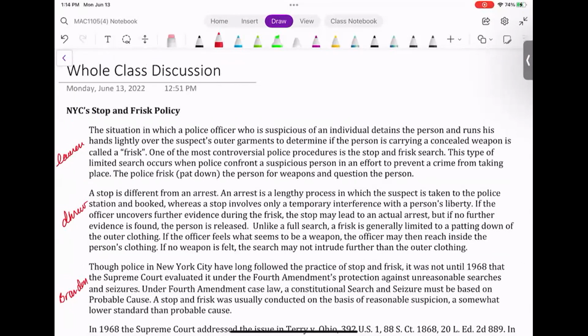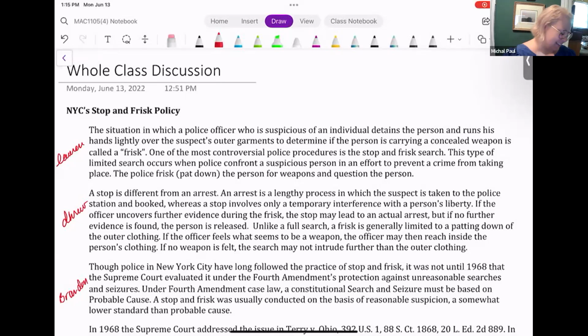The situation in which a police officer who is suspicious of an individual detains the person and runs his hands lightly over the suspect's outer garments to determine if the person is carrying a concealed weapon is called a frisk. One of the most controversial police procedures is the stop and frisk search. This type of limited search occurs when police confront a suspicious person in an effort to prevent a crime from taking place. The police frisk, also pat down the person for weapons and question the person.